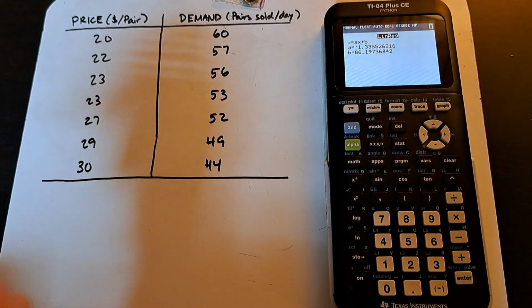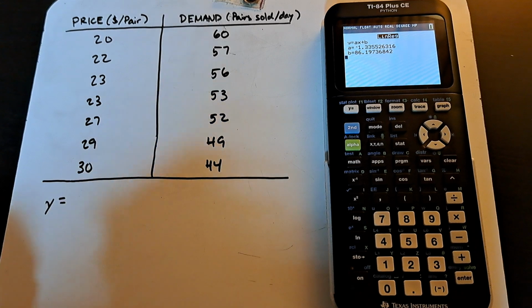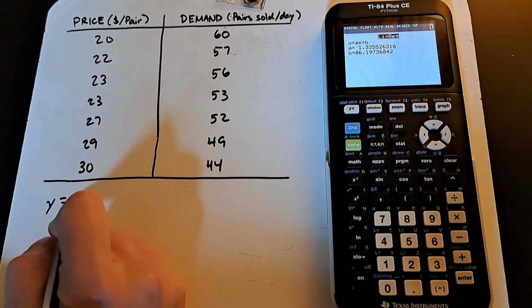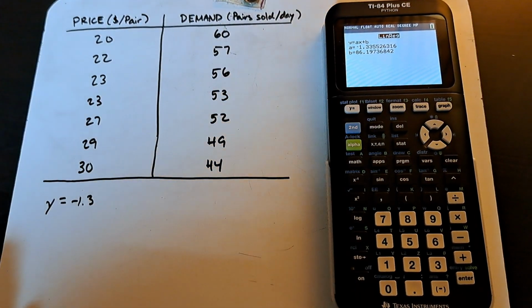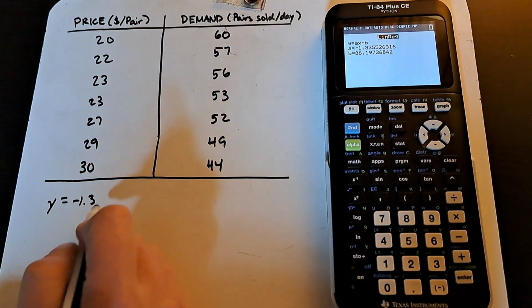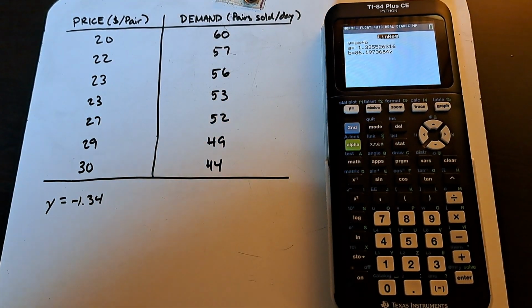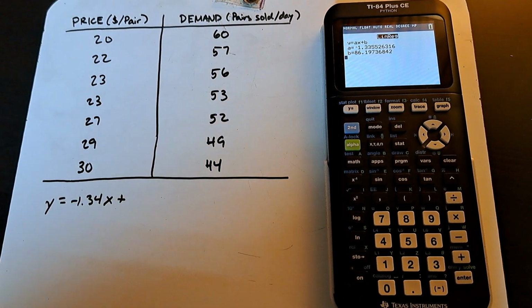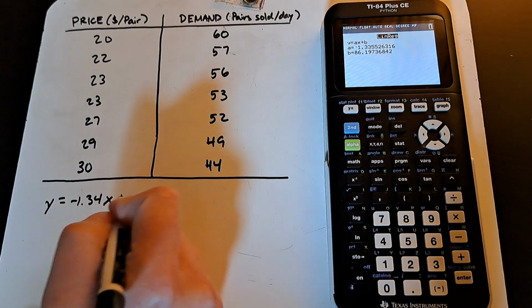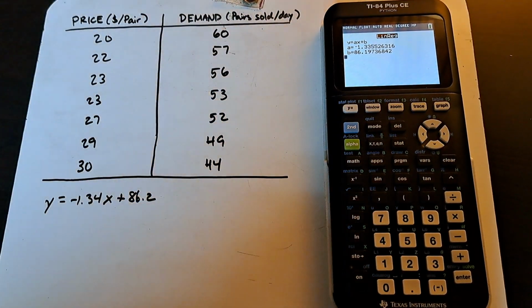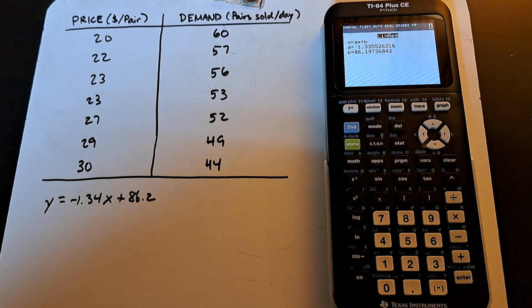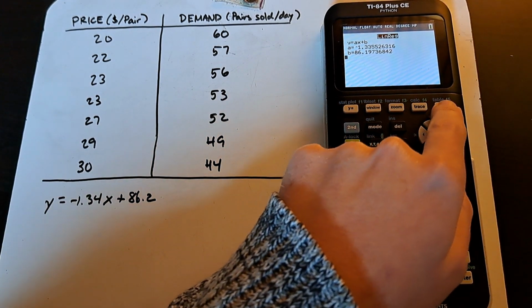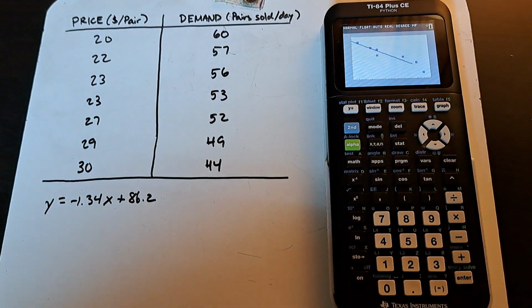So let's just go ahead and write that. y equals negative 1.3, and I'm actually going to round off to 2 decimal places, negative 1.34, and that's going to be x plus 86.2. Okay, so that's the equation for my line of best fit. And if I want to see this on the graph, I can just hit Graph. And you can see that it's selecting whichever line it thinks best fits this data.